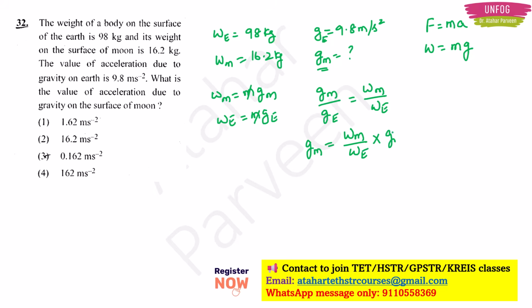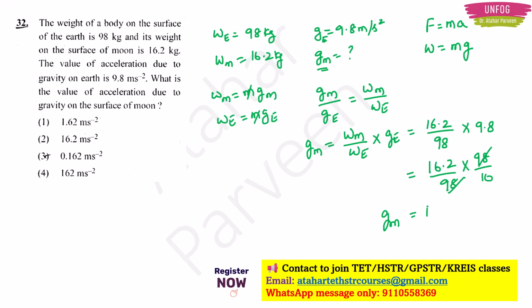So this was g_E, right? So g_E. Now this is equal to what is W_M? They have given in the question only, it is 16.2, and W_E, that is weight of the body on the earth, is 98, and acceleration due to gravity will be 9.8. So this will be equal to 16.2 by 98 into 98 by 10, right? So if I remove the decimal point, I get like this, right? So my acceleration due to gravity on moon will be equal to 1.62 meter per second square. So my option 2 will be the correct answer here.